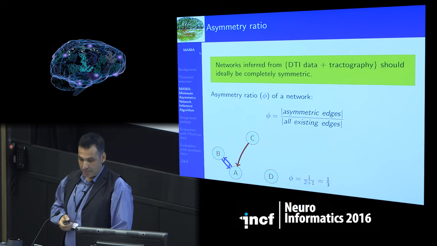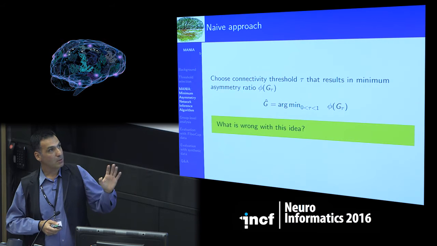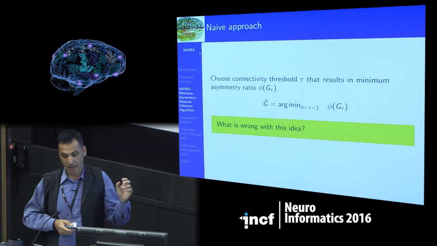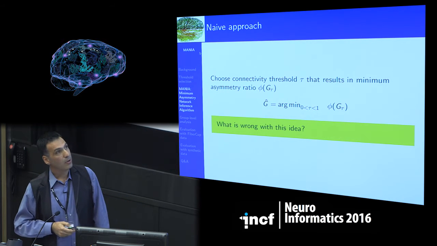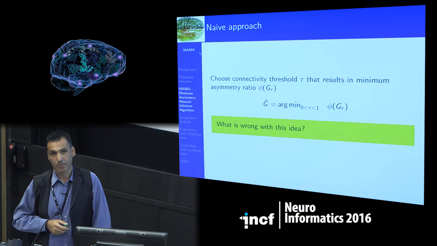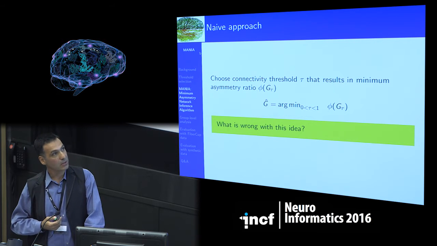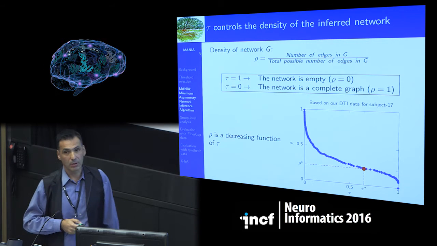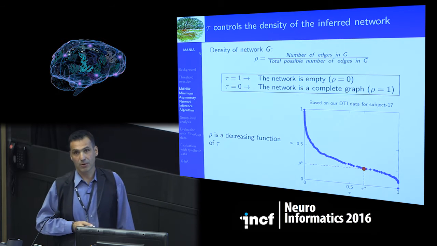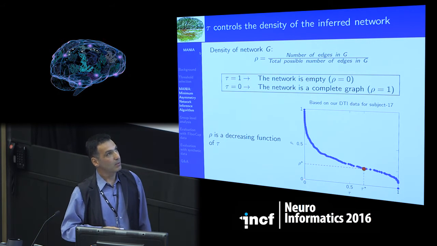So one can think naively that, okay, this could be my strategy here. I will choose that threshold, tau, that minimizes my asymmetry ratio. Right? That sounds like an initial approach, but of course this is not really right. Why is it not right? Because as you change your threshold, you're changing the density of your network, right? So this is kind of obvious, but let me explain it.